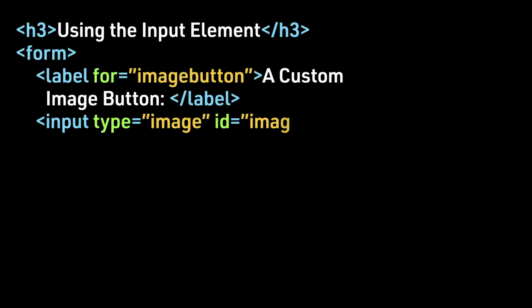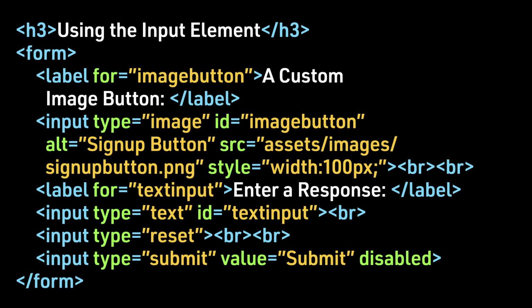Let's look at these in examples. H3 tag using the input element. H3 closing tag. Form opening tag. Label opening tag. For attribute equals image button in quotation marks, a custom image button: label closing tag. Input opening tag, type attribute equals image in quotation marks. ID attribute equals image button in quotation marks. Alt attribute equals sign up button.